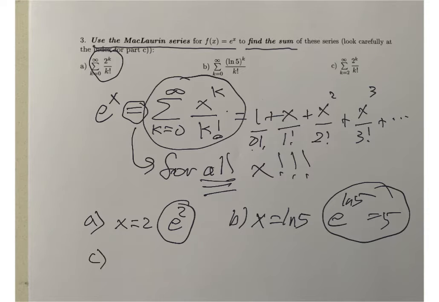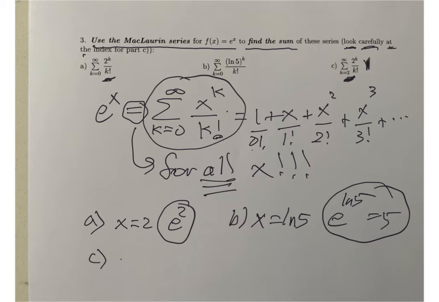Now C is just a tiny little bit tricky. I warned you, look carefully at the index. Let me do some erasing here. Maybe that's enough. So notice the series starts at 2. Otherwise, it's exactly the same as the one in A. So this series, part C, is going to converge to the same thing that A did, that is e squared, except it's missing the first 2 terms. Okay, and I warned you, look closely.